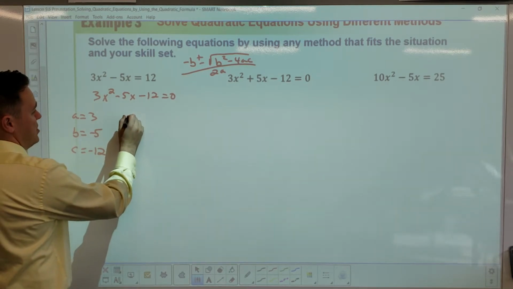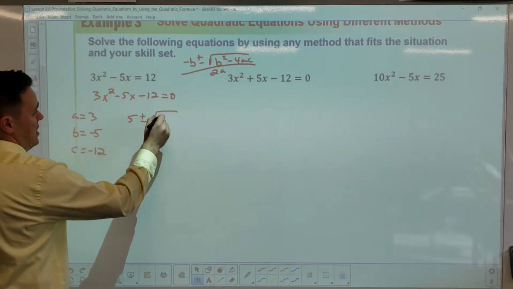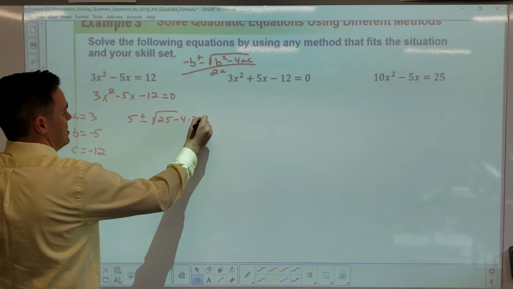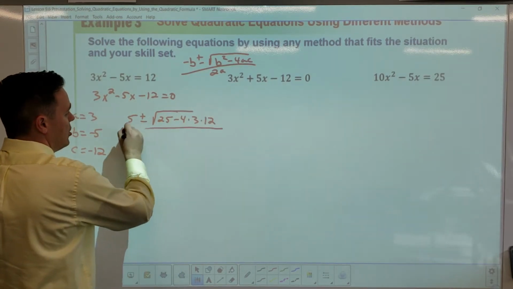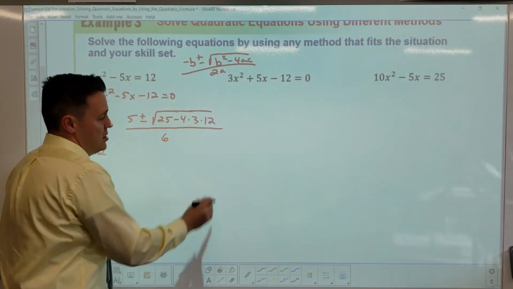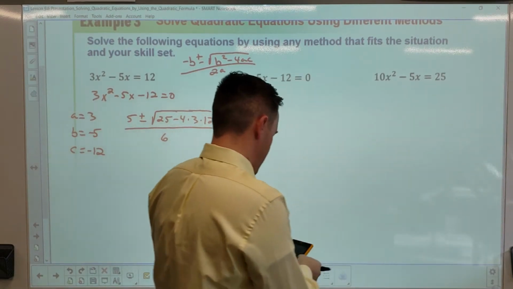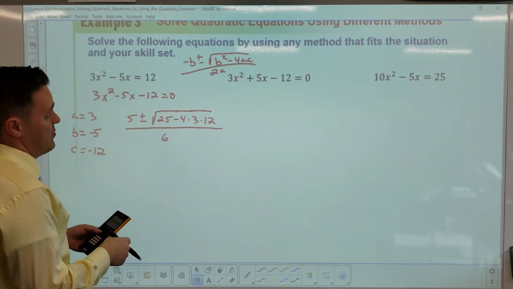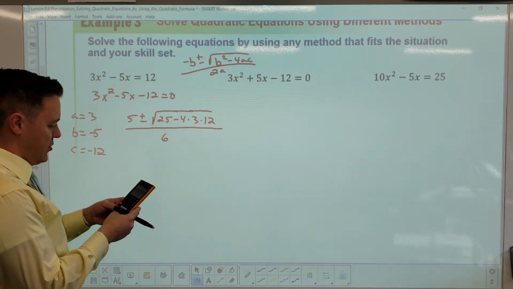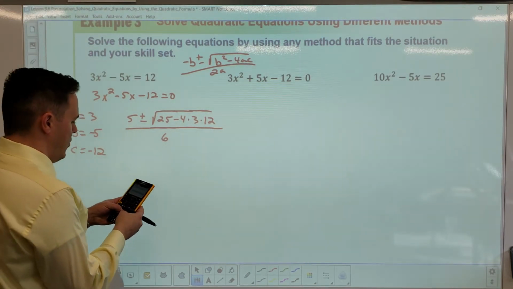So my B value is going to be 5 plus or minus the square root of 25 minus 4 times 3 times 12, all over 6. Then you get a calculator out. That's why we're going to use the quadratic formula a lot on these. I go negative 4 times 3, and then multiply that by 12, and I get negative 144.